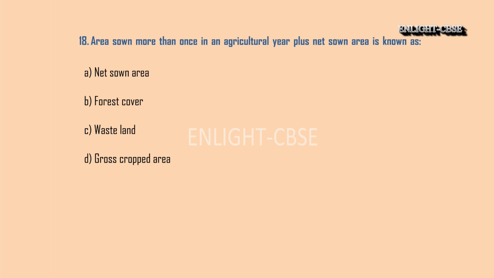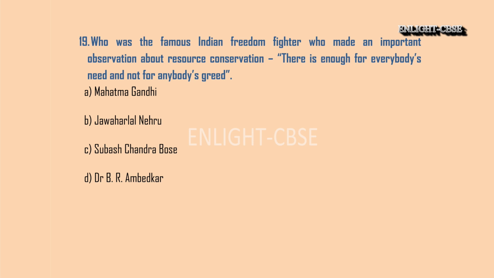A. Net sown area. B. Forest cover. C. Wasteland. D. Gross cropped area. Answer, gross cropped area. Question 19. Who was the famous Indian freedom fighter who made an important observation about resource conservation? There is enough for everybody's need and not for anybody's greed.